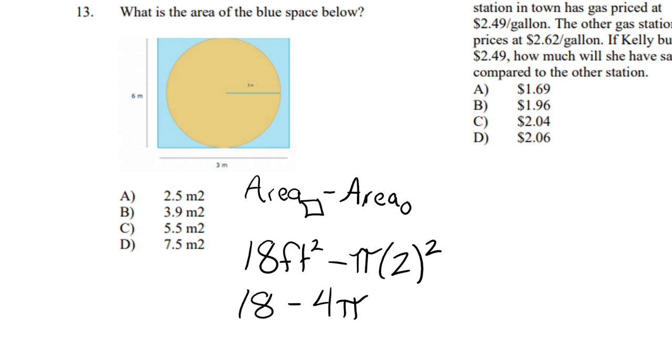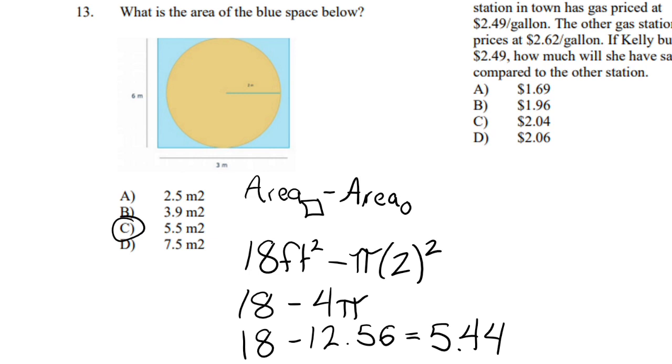And we know pi is 3.14. So that will give us 18 minus 12.56. 18 minus 12.56 is 5.44 approximately. So that's around 5.5 meters squared.